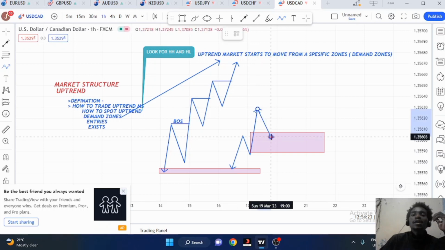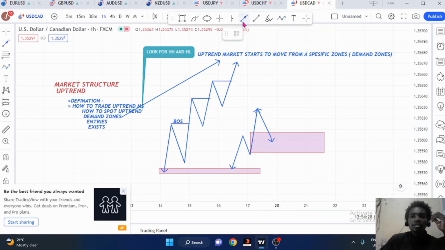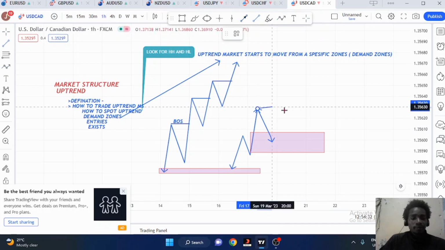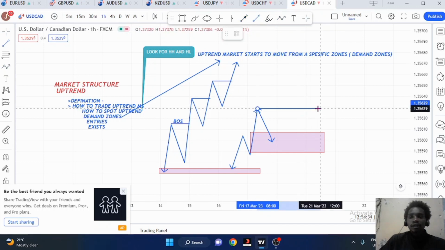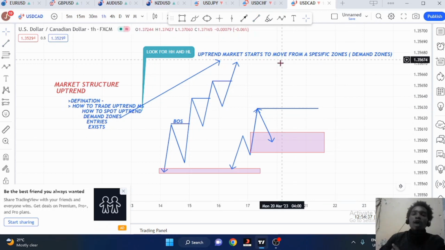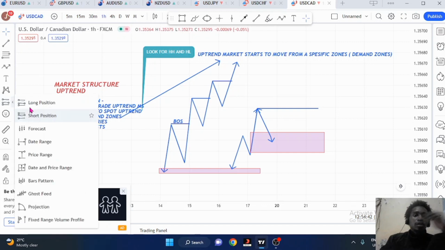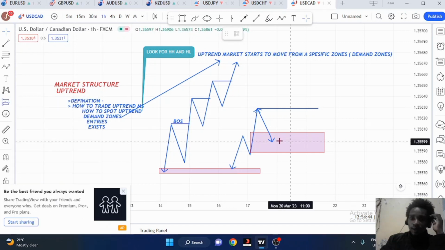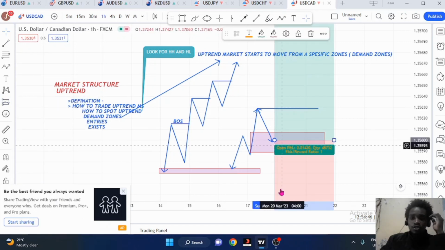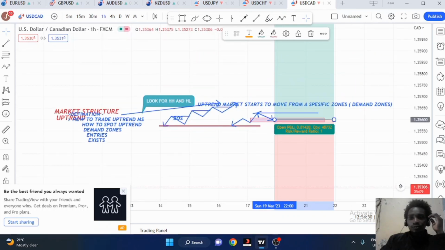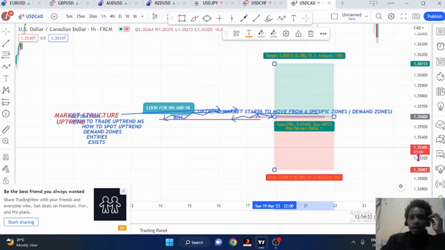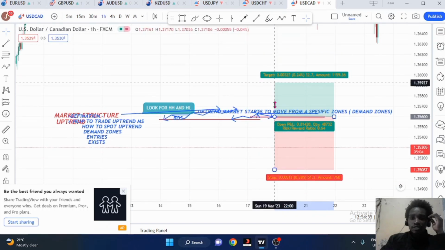Then where is my exit? Therefore, I have to mark my exit at the previous high, and that becomes my exit. Therefore, I will be having a very good long trade like this. I will come and position my trade there, and I will have to master the entry point and the exit point.